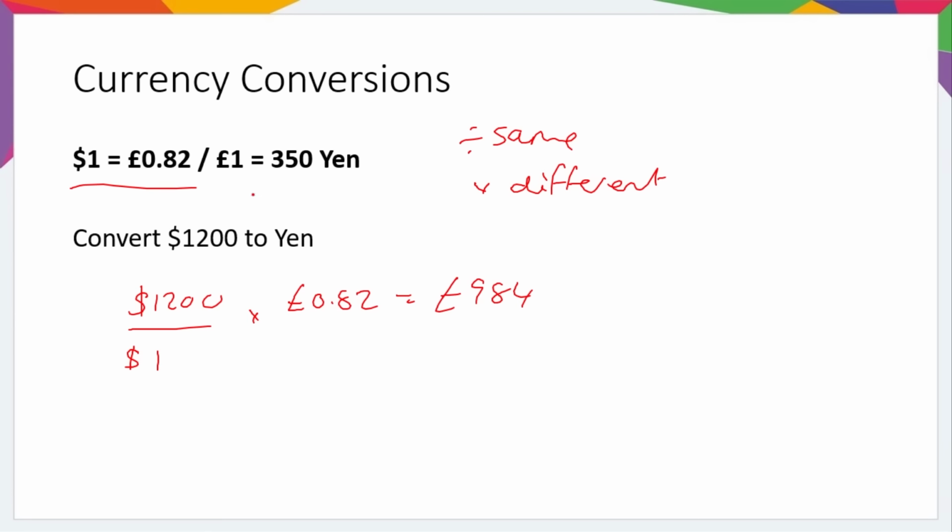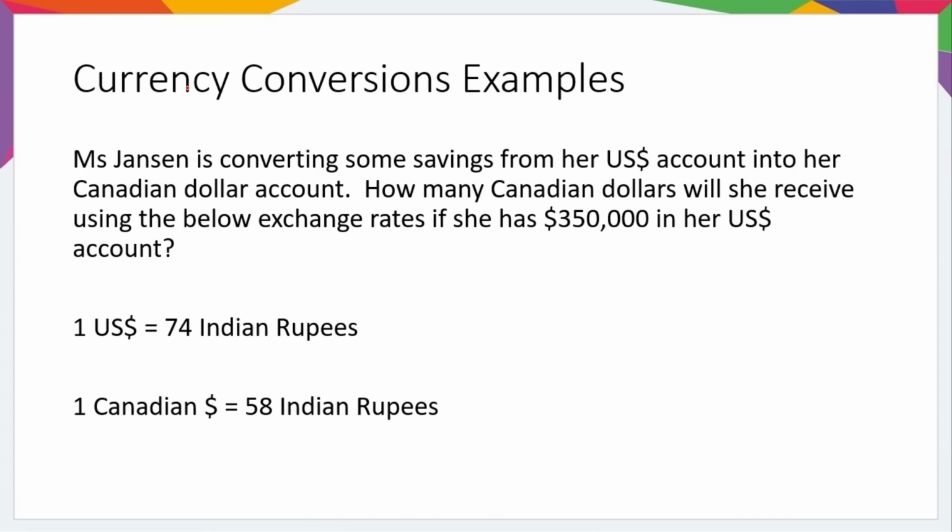And now we need to convert that into yen. So pounds divided by pounds multiplied by yen. Again, we're dividing by 1, which is fairly pointless, and then multiplying by 350 yen. And that comes to a total of quite a large number, 344,400 yen. So sometimes you have to convert from one currency into another via a third currency.